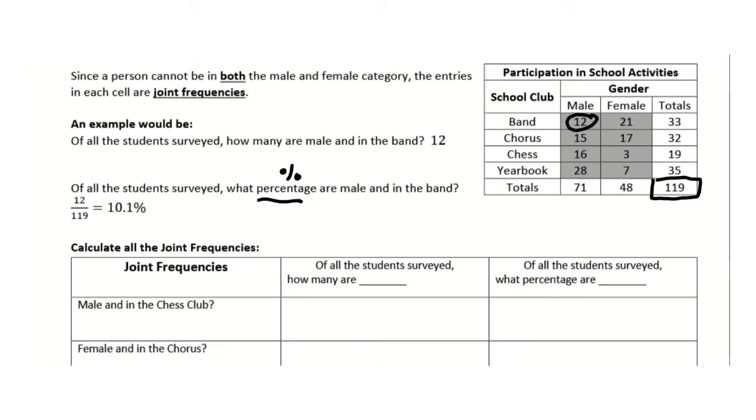So let's look at the next one. Of the students surveyed, how many are male and in the chess club? So male and in the chess club are 16.